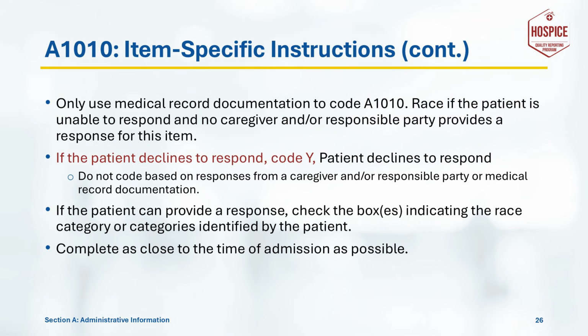As with the ethnicity item, if the patient declines to respond, you will code Y, patient declines to respond. In this case, you do not code based on a response from a caregiver, responsible party, or the medical record documentation. If the patient can provide a response, check the box or boxes indicating the race categories identified by the patient. Complete this item as close to the time of admission as possible.